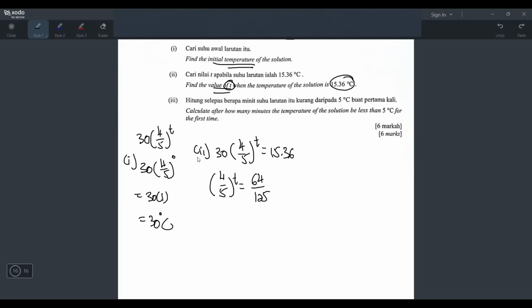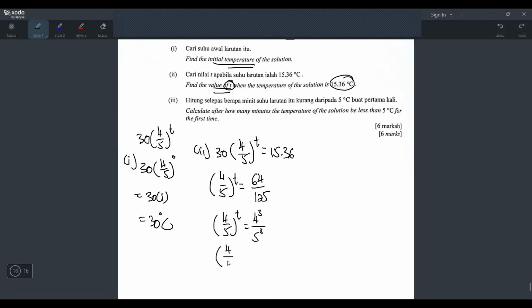But actually it can change to the same base, because 4 over 5 power T, this 64 can actually change to base 4 also. But you have to look at the top with the top, the bottom with the bottom. It must be top with top, bottom with bottom. So 64 can change to base 4, it is 4 power 3. Okay, if you don't believe me, you can press 4 power 3 in your calculator. And 125 also can change to base 5. It's 5 power 3. Right?